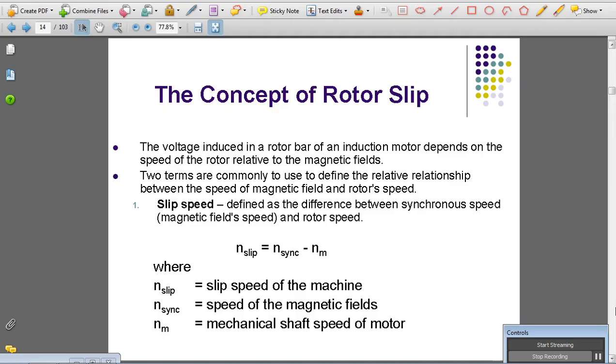Two terms are commonly used to define the relative relationship between the speed of the magnetic field and the rotor speed. Number one, slip speed, defined as the difference between synchronous speed and the rotor speed. Okay, slip speed is equal to synchronous speed minus the rotor speed, where the slip speed is measured in RPM. Synchronous speed can be calculated using the equation 120f over P, and the rotor speed is the shaft speed of the motor in RPM.